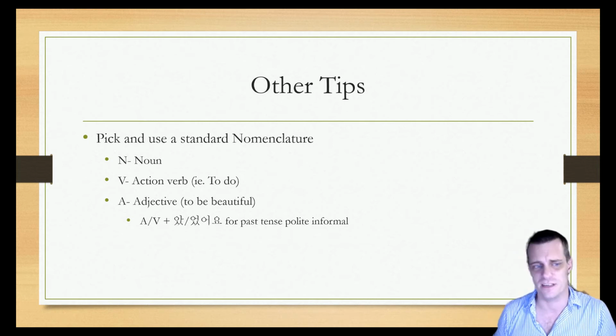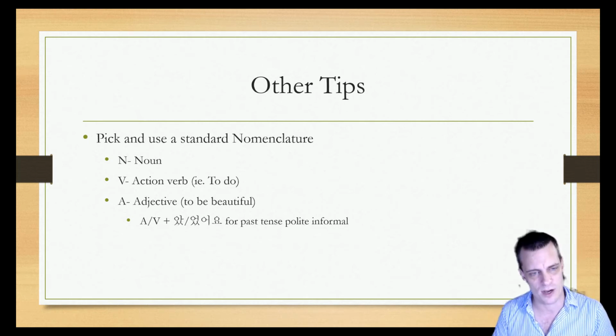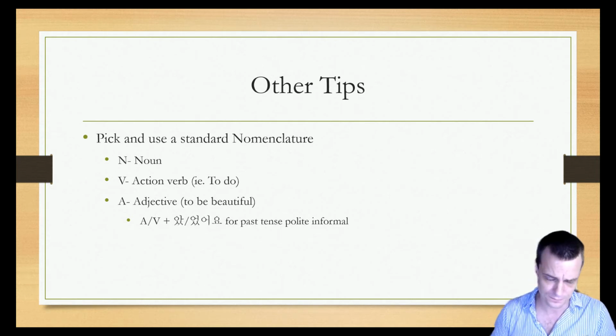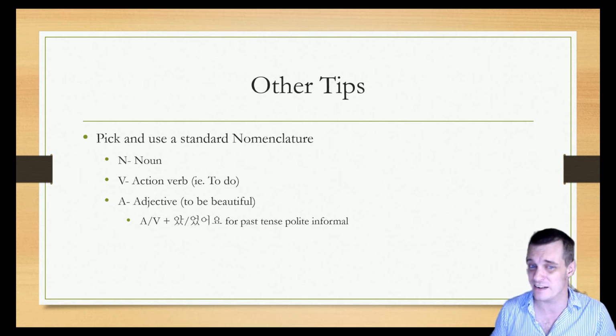What I mean by this is, when it comes to your grammar book and the notes you make about grammar and a lot of stuff, you should use the same symbols for nouns, action verbs, adjectives, and other stuff that you have inside there. If you pick a non-standard nomenclature, when you use other resources, you'll find yourself getting confused very, very easily.